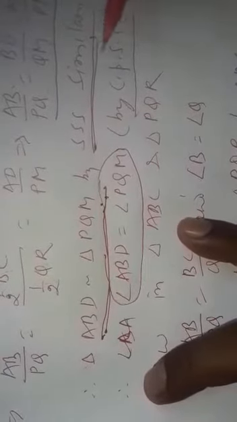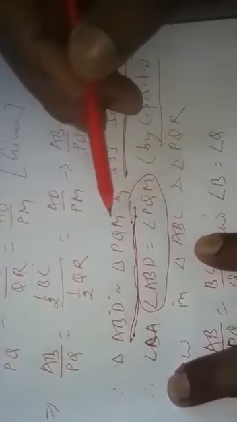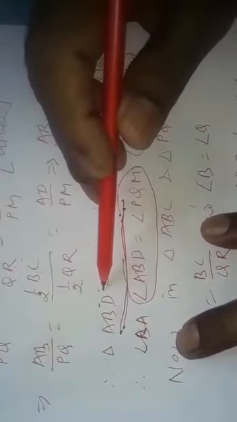CPST is the short form of corresponding parts of similar triangles. As you have studied in the congruency of triangles CPCT, in the same way we have obtained the word CPST. These are the corresponding parts of similar triangles. Since triangle ABD is similar to triangle PQM, we obtain that angle ABD is equal to angle PQM.